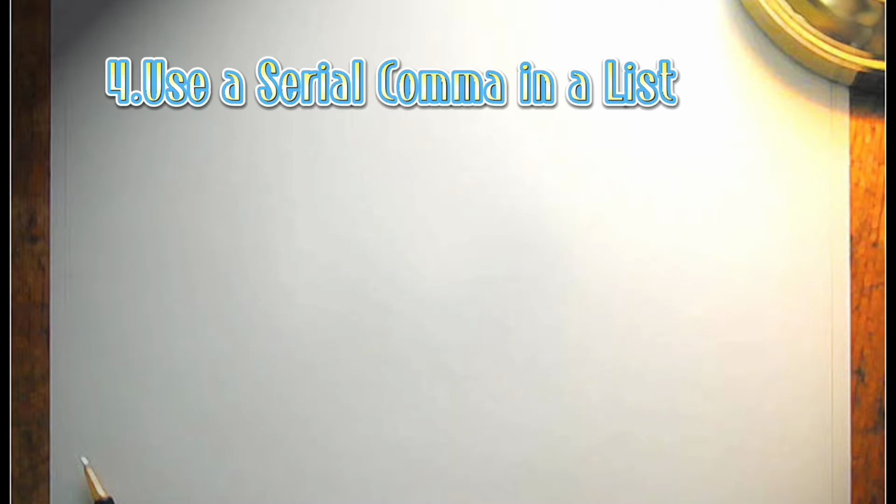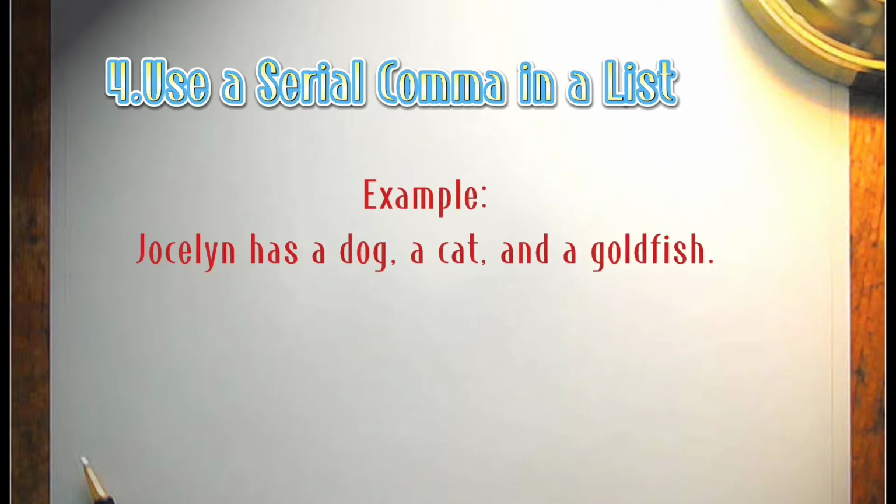usually appearing before and. For example, Jocelyn has a dog, a cat, and a goldfish. As you can see there, the serial comma is the comma after the cat and before the and.